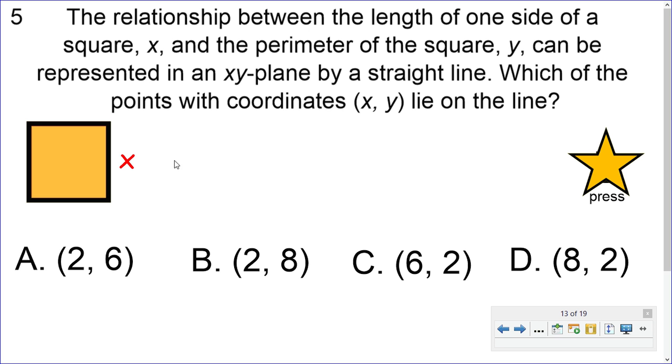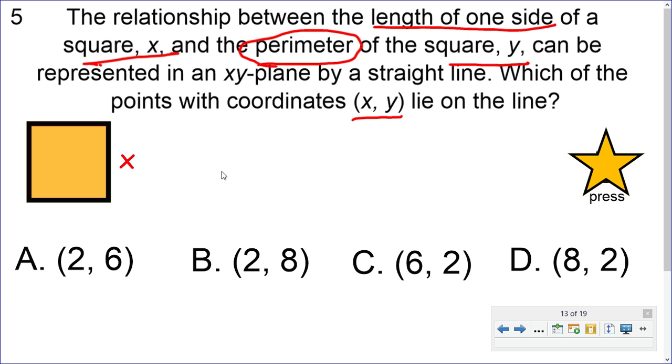Okay, so we have some important items there. It says the length of one side of the square is called x. So there's our x down here. The perimeter, I'll circle that, which is the distance around the figure of a square, we find by adding up all the sides, is y, and this causes a straight line. So the coordinates point xy lie on this line.